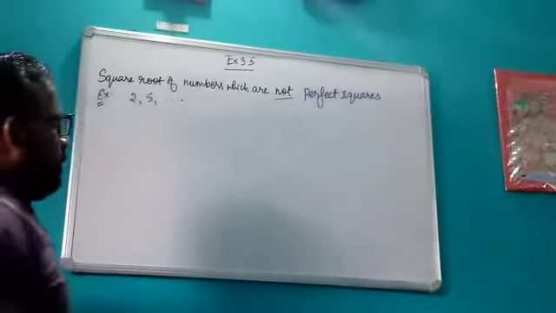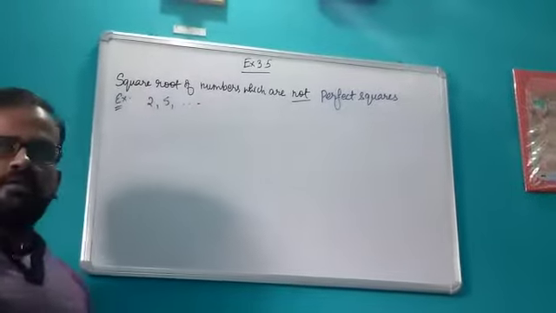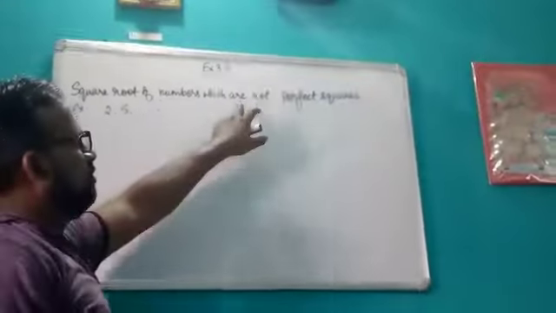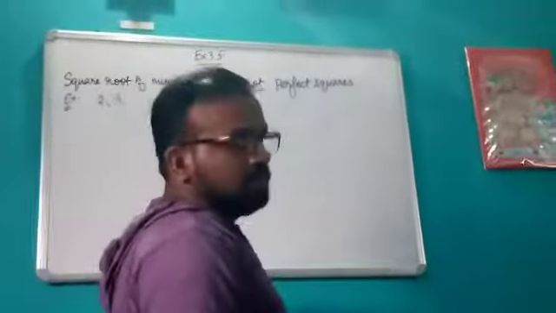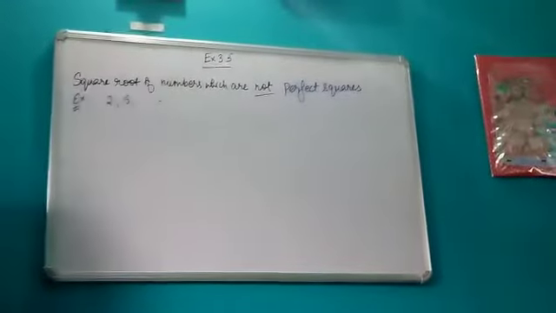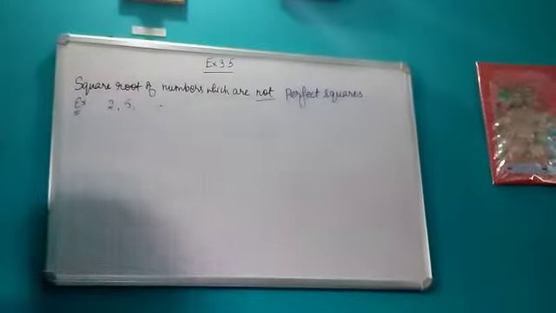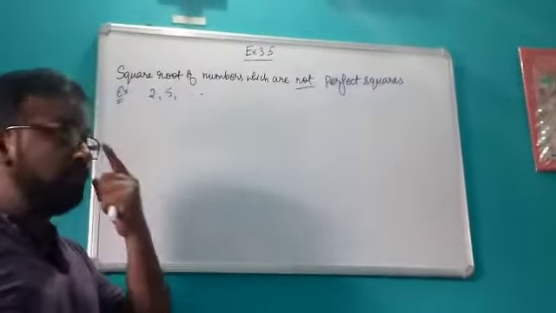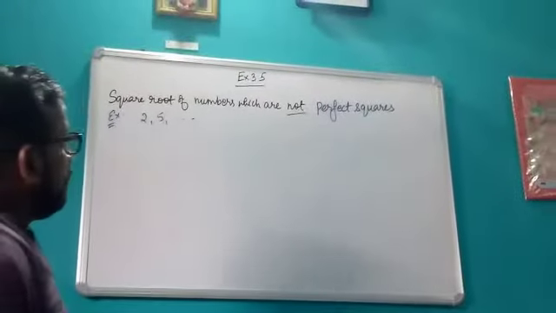Okay, now next topic and the last topic of this chapter. We have to find the square root of the numbers which are not the perfect squares. For example, 2, 3, 5, 7, 11, like this. So these numbers are not the perfect square, but in the problems we have to find the square root of these numbers. So what will be our procedure?